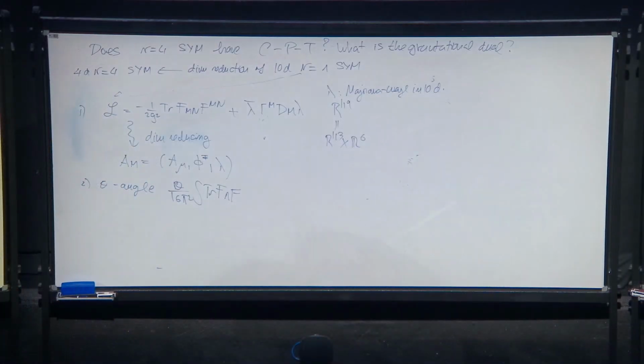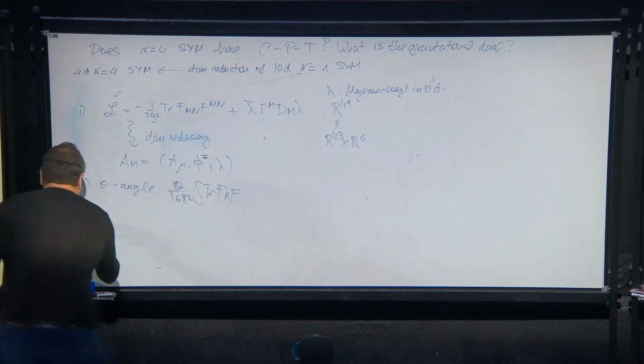Here's a question for the audience. Usually we say that in a theory of massless fermions, the theta term can be rotated away. Why can it not be rotated away in N=4 super Yang-Mills? Okay, we can discuss it later.